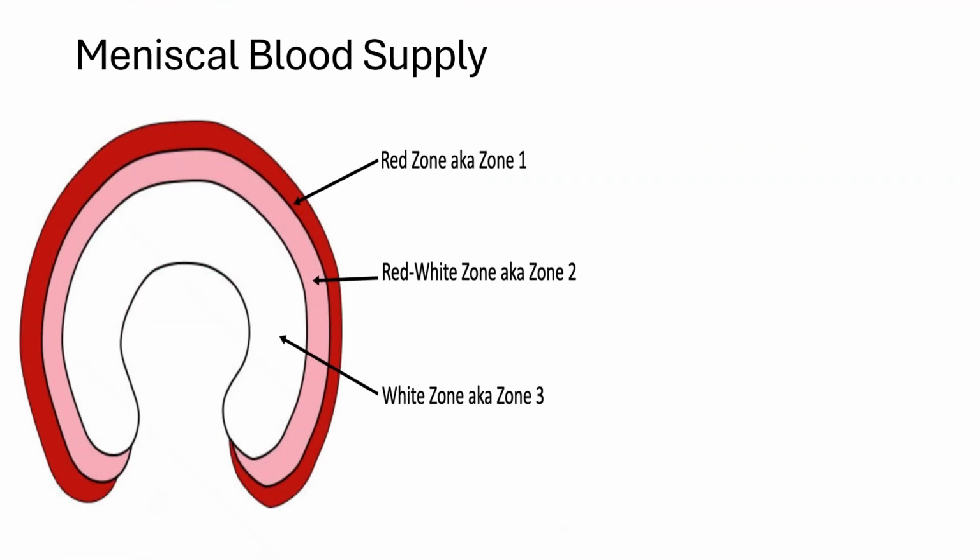The meniscus has three vascular zones: red zone, red-white zone, and white-white zone. The red zone is the outer one third. We can see here the outer one third is the red zone or zone 1 and it is well vascularized. So it has good healing potential.